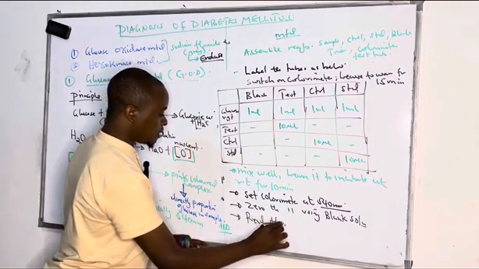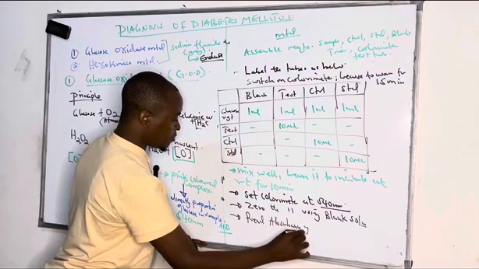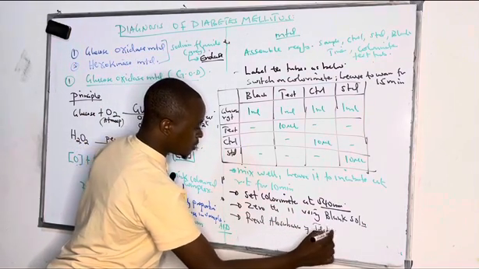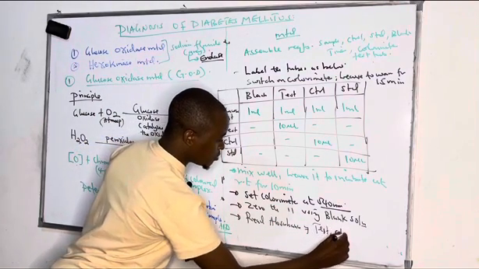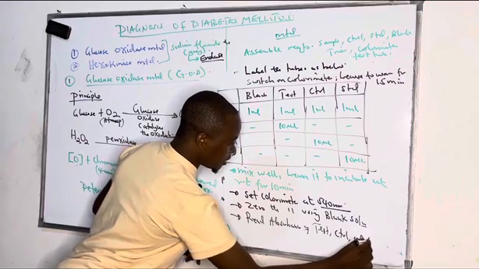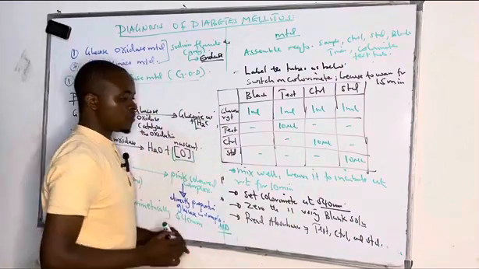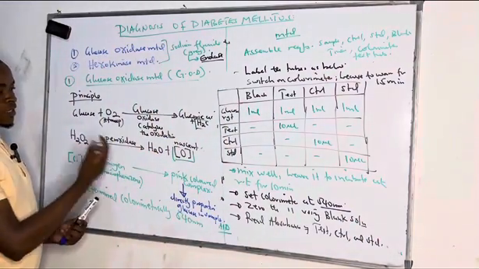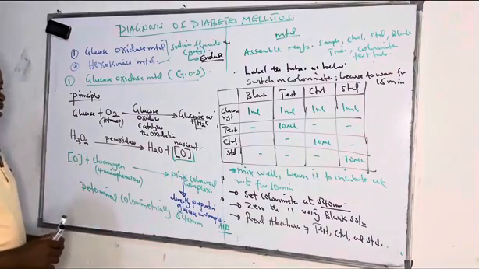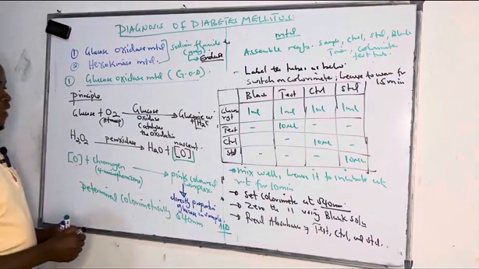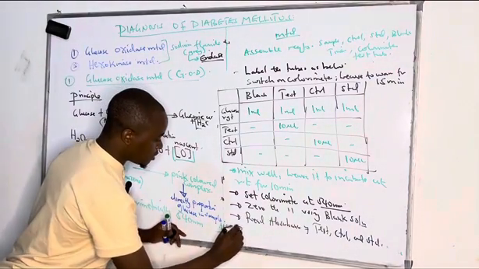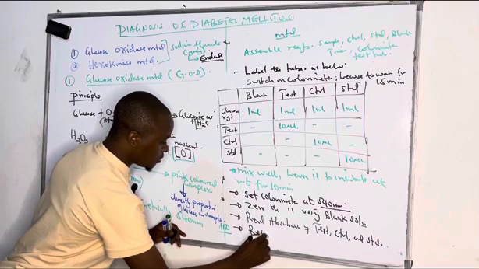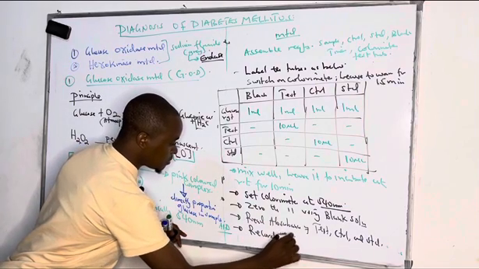Read the absorbances of the test, control, and standard. You read, but majorly we read for the test and the control. Then after reading the absorbances, you record the absorbances.